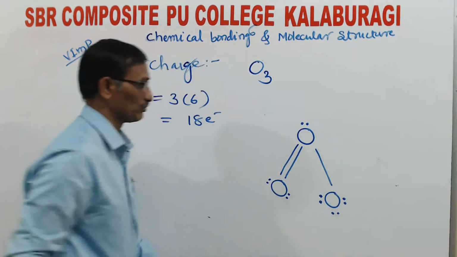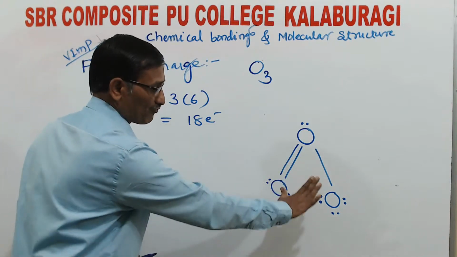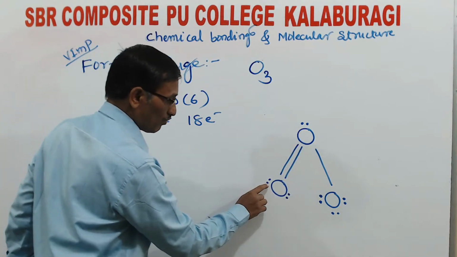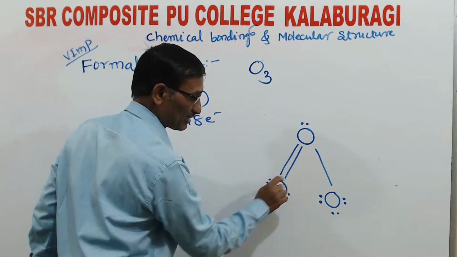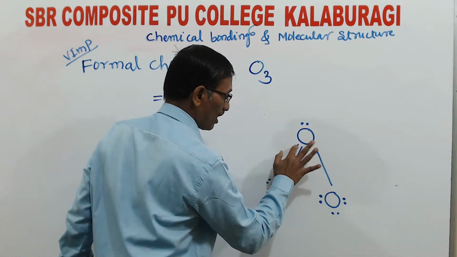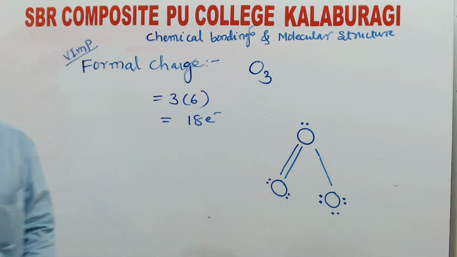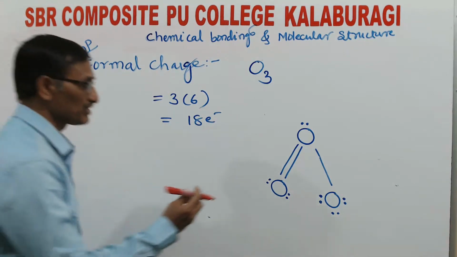Okay, 2 lone pairs. Now this is the Lewis structure for the ozone molecule. Let us see first: 1, 2, 3, 4, 5, 6, 7, 8 electrons taken. 1, 2, 3 bonding pairs, 2 times 3 is 6, plus 2, that is 8. Over. Now I will differentiate these 3 oxygen atoms.